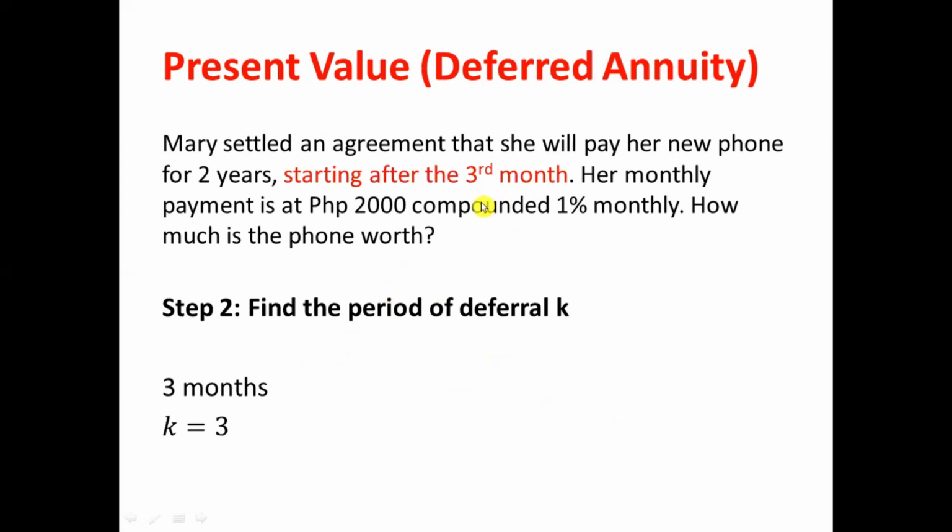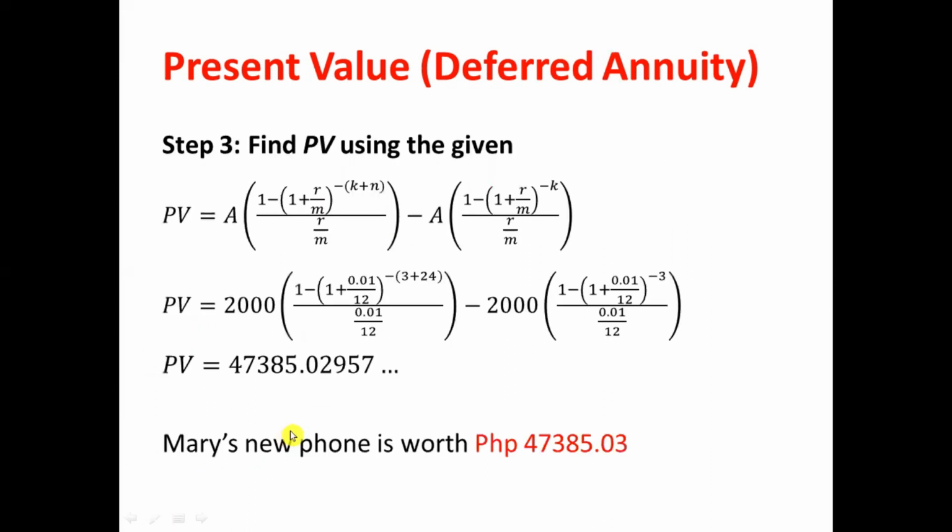So, or at the start of the third month. So here, since we're starting after the third month, 3 months have passed, which equals a period of deferral equaling 3. So 3 periods, since 3 months and monthly yung compounding. So that's the period of deferral. K is equal to 3.